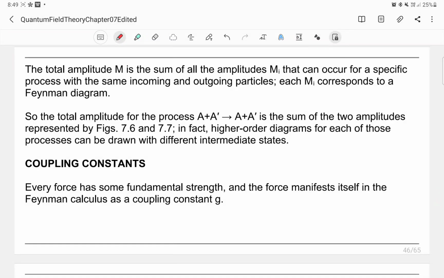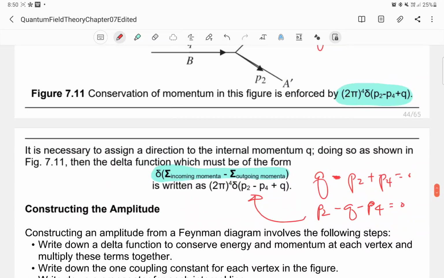The total amplitude M is the sum of all the amplitudes Mi that can occur for a specific process with the same incoming and outgoing particles, no matter what the internal process is, for as long as the initial and final particles are the same. Then you have to include it in the sum, in the Dyson series. Each Mi corresponds to a Feynman diagram. So the total amplitude for a process a plus a prime going to a plus a prime is the sum of the two amplitudes represented by 7.6 and 7.7. In fact, higher order diagrams for each of those processes can be drawn with different intermediate states. So let's look at 7.6 and 7.7 again.